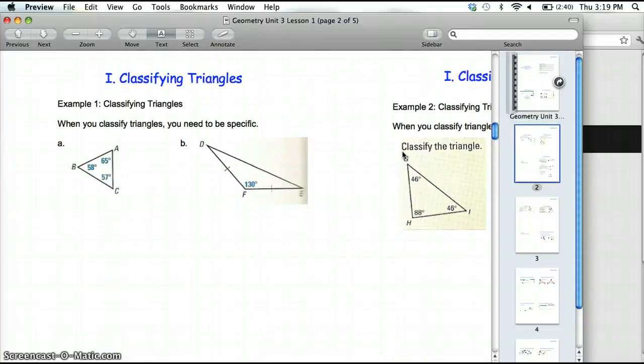Classifying triangles. When we're given information, so here we've got triangle ABC, we're not given the sides on this triangle, we're given the angles. So 65 degrees, 58 degrees, and 57 degrees. Now you have to figure out what type of triangle it is.